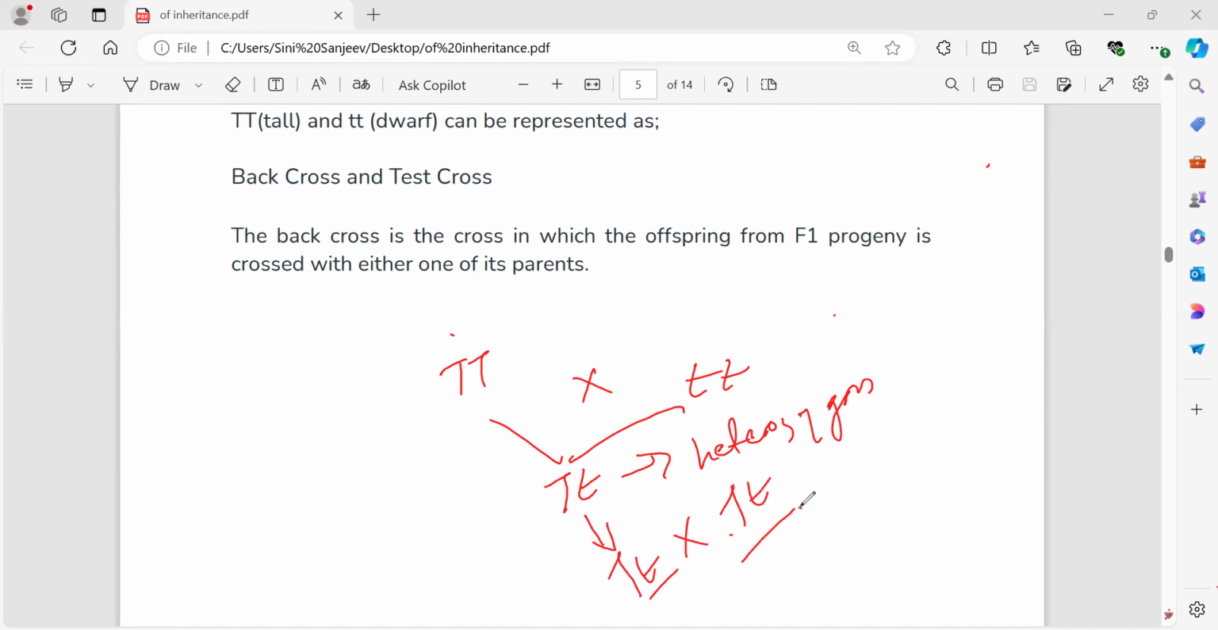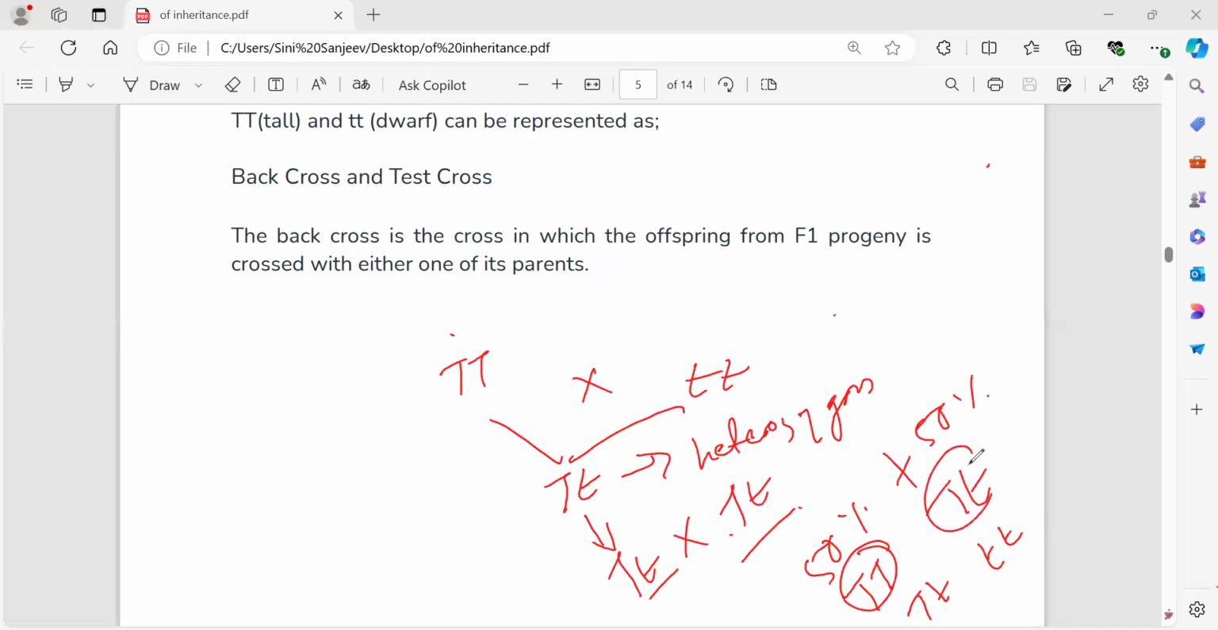Now here what you are going to get is a 50-50 percentage. So 50-50: capital TT and capital T small t, and on the other hand capital T small t and small t small t. These are the 4 ratios which you will get when you are doing a back cross. So the back cross is basically a cross in which the offspring from the F1 generation is crossed with either one of its parents.